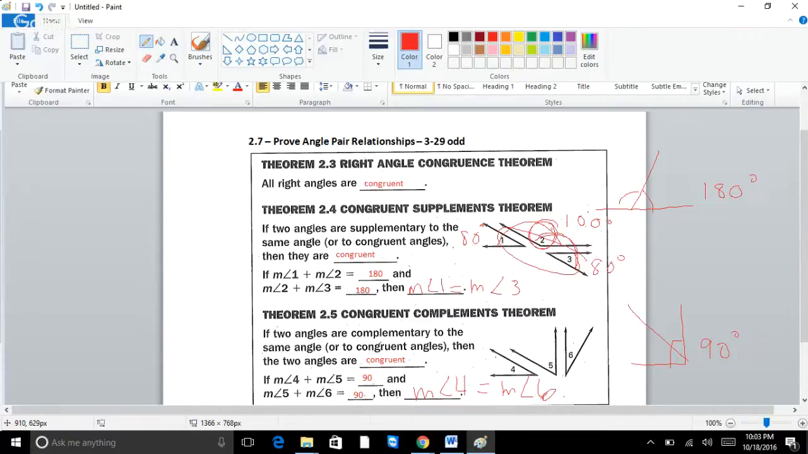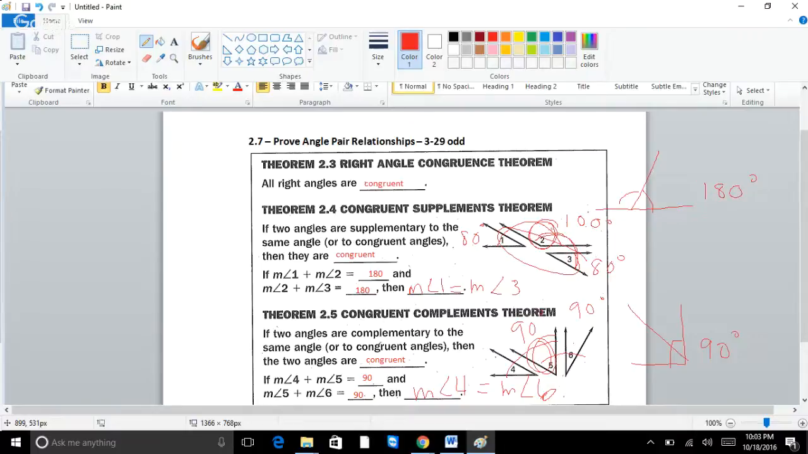Okay, so that's for the same reasons that we just stated above, except instead of dealing with a total of 180 degrees, we're dealing with a total of 90 degrees. So 4 and 5 are complementary. They add up to 90 degrees altogether. 5 and 6 add up to 90 degrees altogether because they're complementary. Since they both share 5, whatever 5 is, the 4 makes the other part up.